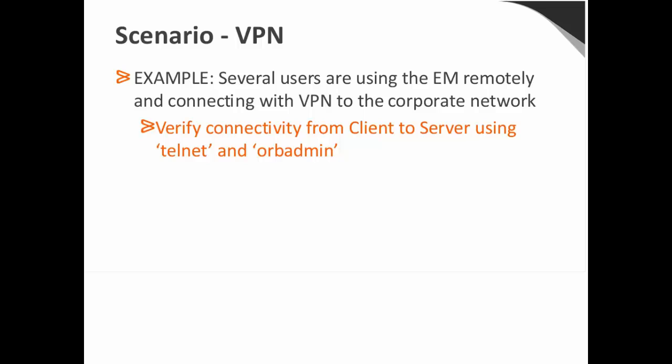The next scenario I'd like to talk about is the VPN. The situation we're dealing with here is that we have users connecting remotely to the company's network via VPN, and they're using the Enterprise Manager. They're not on the network itself, but connected through some external means. Since Enterprise Manager 6401, this really shouldn't be an issue, but we're going to perform some connectivity troubleshooting here using the Telnet and orbadmin utilities.